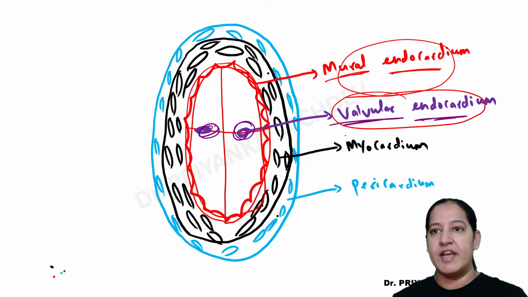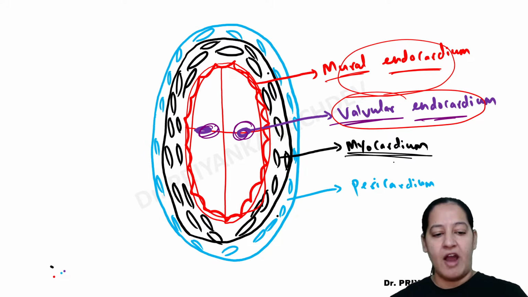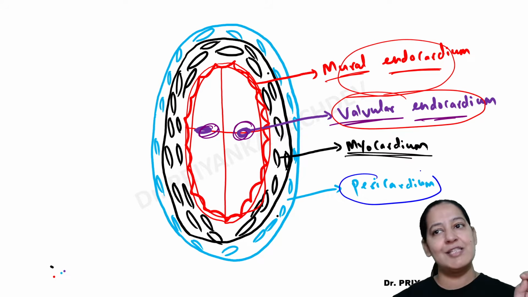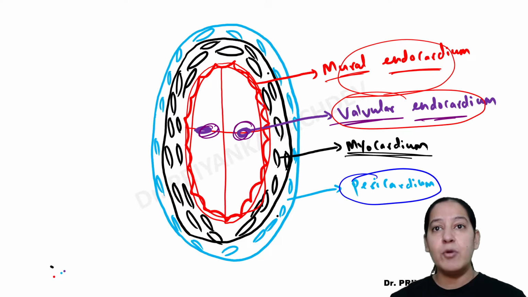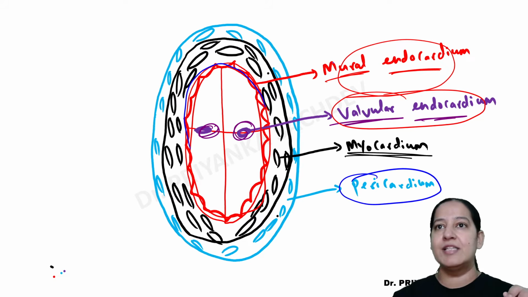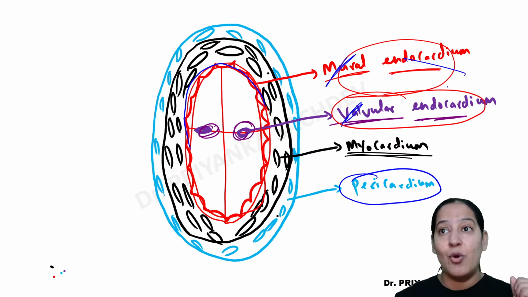After the endocardium, the black colored layer is the myocardium, and after it the outermost layer is the pericardium. So these are the three layers. Inflammation of the innermost layer of the heart, that is the endocardium, both types, mural as well as valvular, is known as endocarditis.